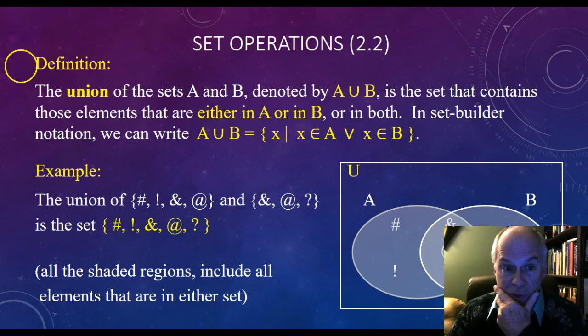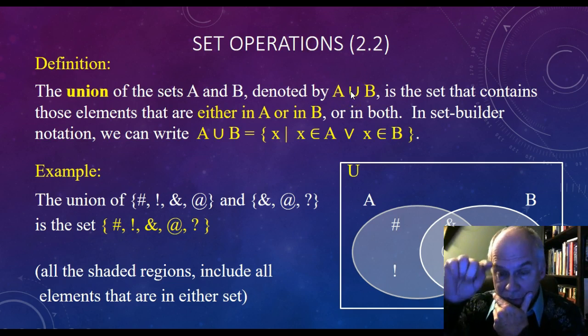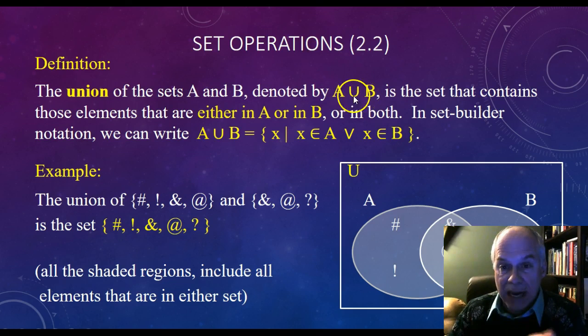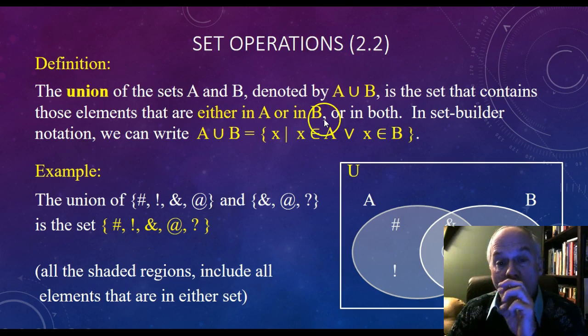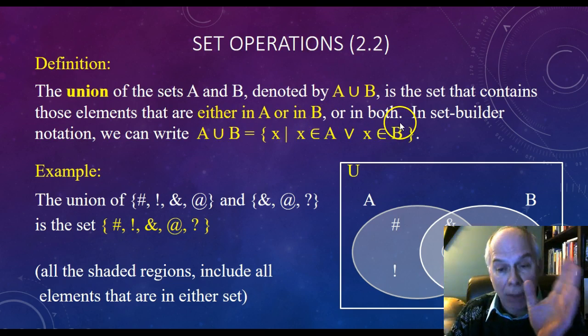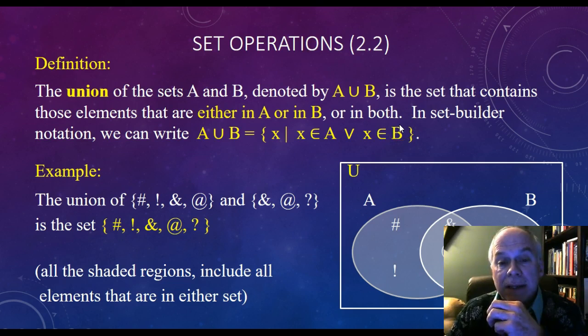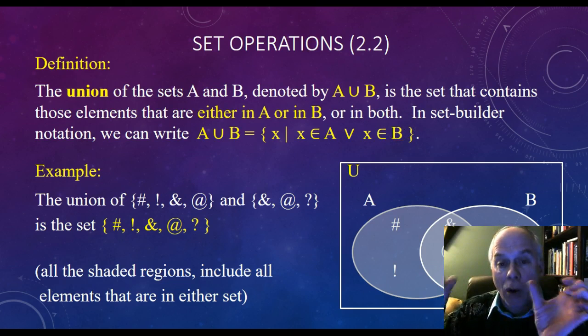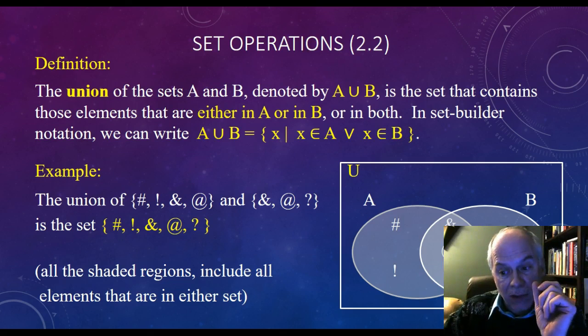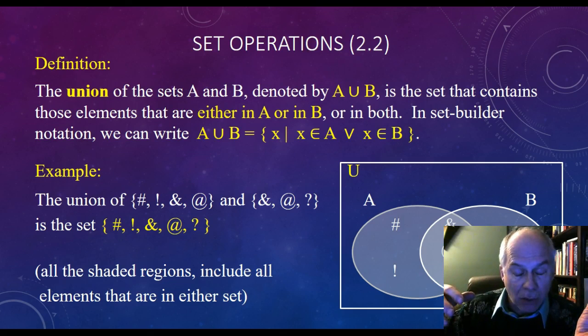Okay, so the union of the sets A and B, denoted by A, and then the symbol that looks like a U, so that is easy to understand. A union B is the set that contains those elements that are either in A or in B or in both. So this is basically the OR situation. It's either in A, or in B, or in both.